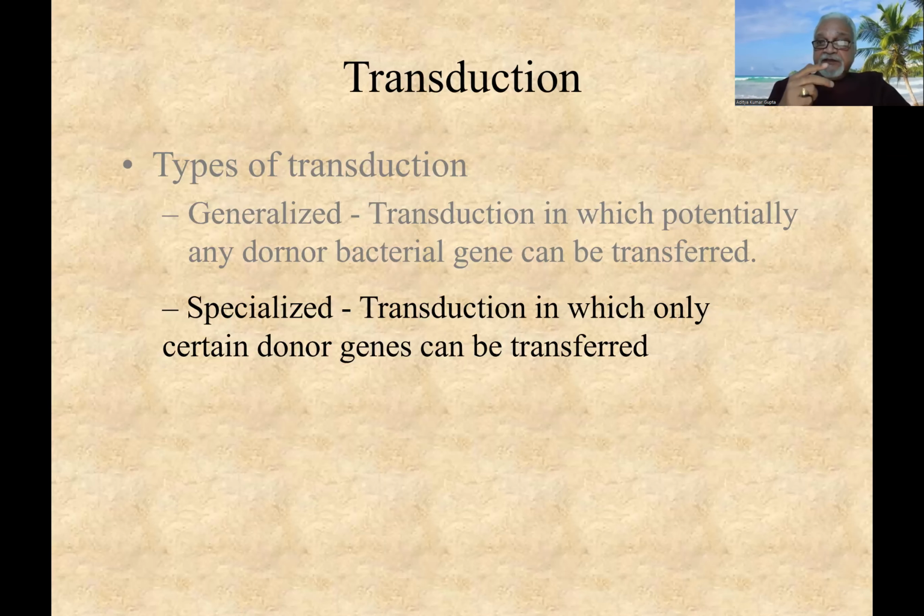So the difference lies in the piece of donor DNA taken. In one case, it is taken from any part of the chromosome, and in another case, a very specific part of the donor DNA is taken and transferred to the recipient cell. So there are two types of transduction processes, generalized and specialized. We will learn how generalized and specialized transduction take place.